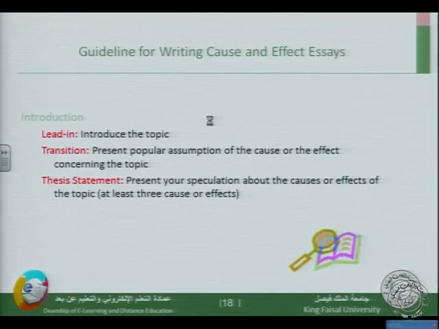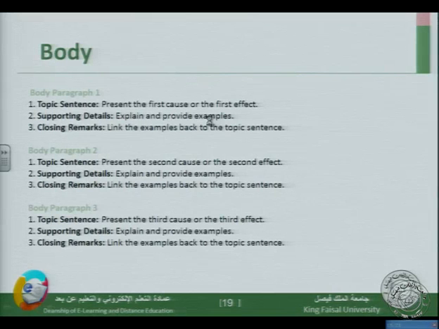Here we have a guideline for writing a cause and effect essay. First of all, in the introduction you have a lead-in where you introduce a topic, and then a transition paragraph or sentence to present popular assumptions of the cause or effect concerning the topic, and then your thesis statement, where you present your speculation about the causes or effects of the topic, at least 3 causes or 3 effects. In the body, you need at least 3 body paragraphs. The first body paragraph should have a topic sentence where you present the first cause or effect, and then your supporting details where you explain it and provide examples. And at the end, you have closing remarks where you link the examples back to the topic sentence.